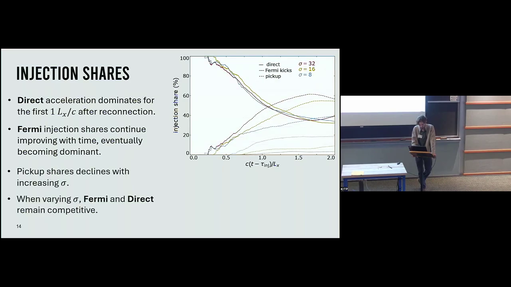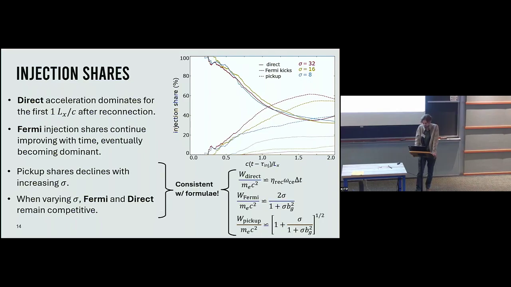Now let's see what happens when we vary sigma. We see that the Fermi share increases at the expense of the pickup share, and the pickup share is vanishing with increasing sigma. This trend implies that the Fermi and direct shares will remain competitive as sigma increases, provided the guide field is sufficiently weak for Fermi to remain competitive. This is consistent with the formulae that we mentioned before. The work done by these mechanisms, Fermi and direct, is proportional to sigma, whereas the work done by pickup is proportional to square root sigma. So this is exactly what you would expect.